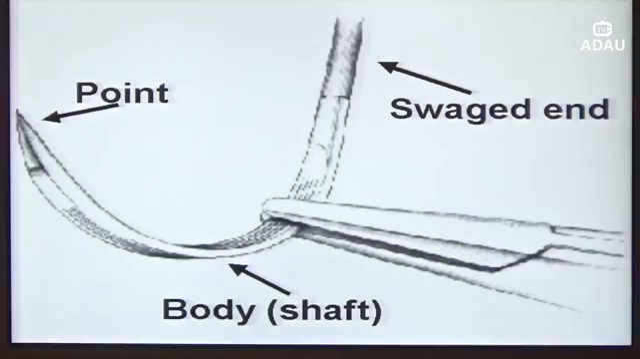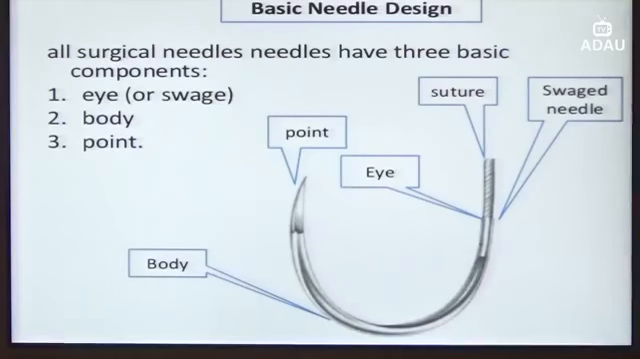Here is the structure of the needle. It has a point, body, and swaged end. Basic needle design: all surgical needles have 3 parts. The first is the eye or swage, the second is the body, and the third is the point. And we can see the continuation of the point, the suture material, maybe catgut, silk, nylon, different types of suture, and the swaged needle.